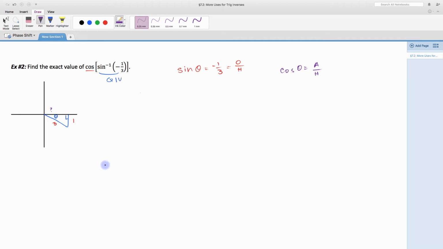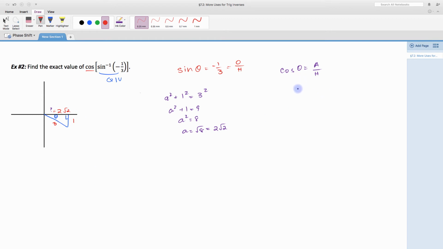So let's solve for the adjacent side using the Pythagorean theorem. We can say a squared plus 1 squared equals 3 squared. This is a squared plus 1 equals 9. Subtract 1, and we have a squared equals 8. Take the square root of both sides, and we get a equals the square root of 8. But we want this in simplest radical form, which is 2 rad 2. So this measure here is 2 rad 2, the length of this longer leg.